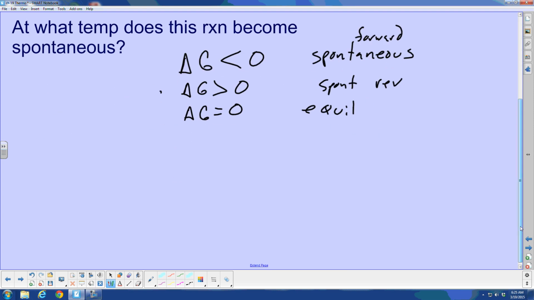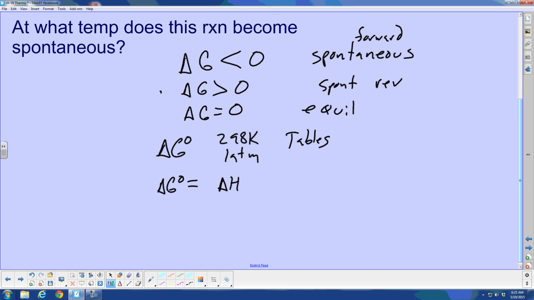Good. And then we also say, well, what is this delta G thing? I said there are two ways that you can calculate it. You can use tables if you are at standard conditions, being 298 K and 1 atmosphere, or I can use my delta H tables and my delta S tables, and that will also calculate a delta G for me.